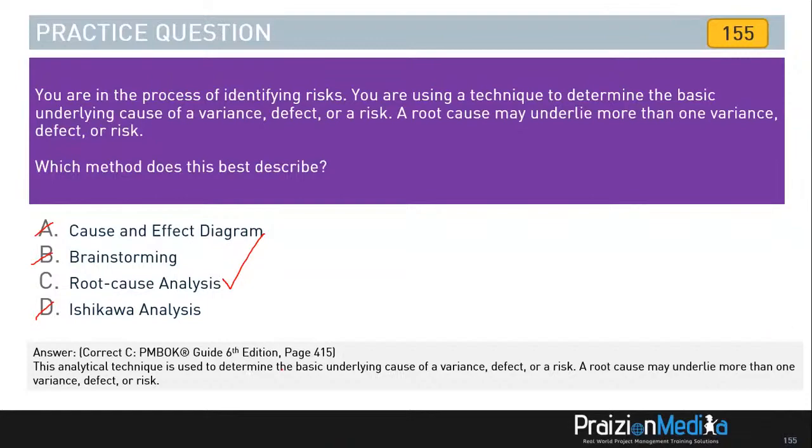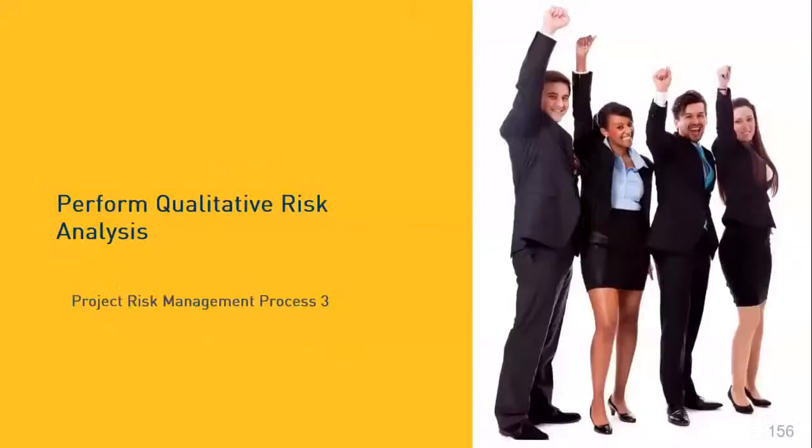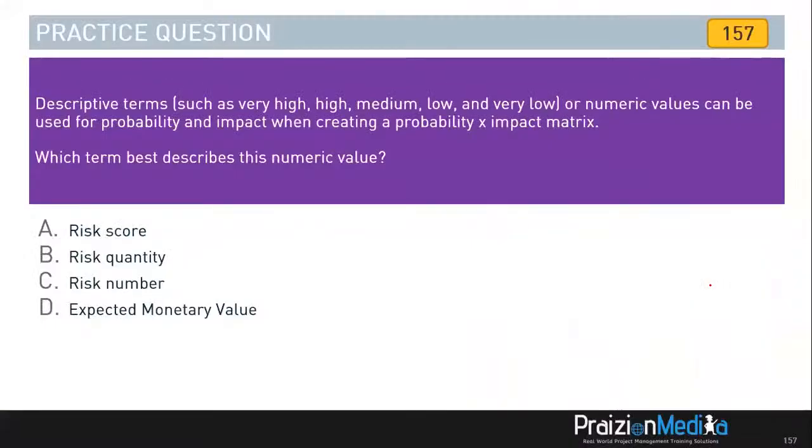All right, let's move on to the next question. Next question here. Descriptive terms such as very high, high, medium, low, and very low, or numeric values can be used for probability and impact when creating a probability times impact matrix. Which term best describes this numeric value? I'll give you some time.